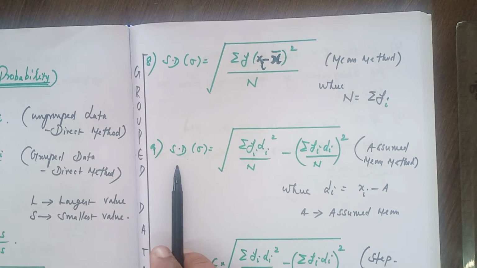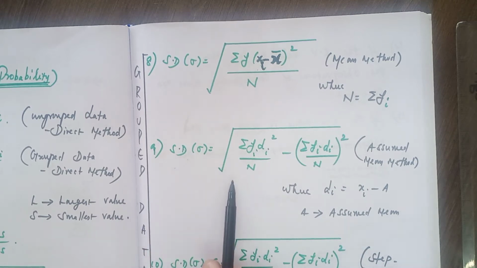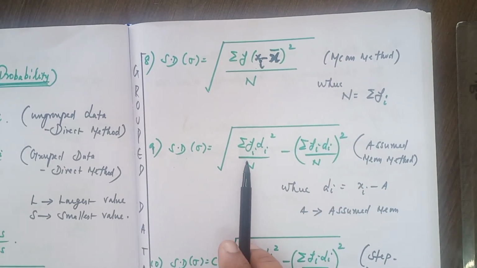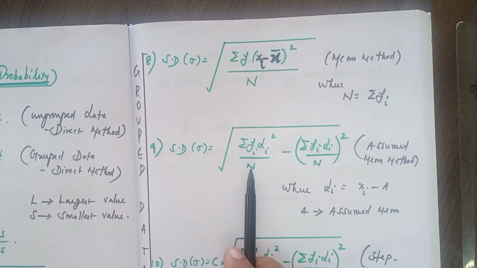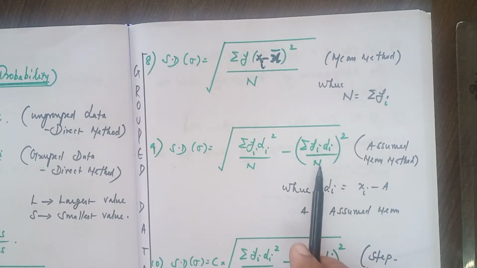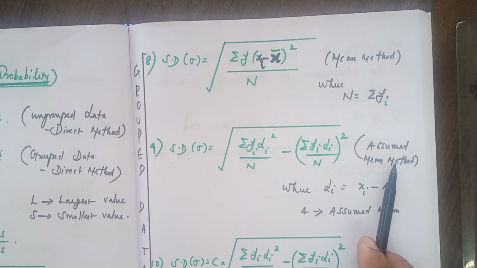And the next one, standard deviation, sigma, that is equal to square root of sigma fi di square divided by n minus sigma fi di by capital N the whole square. What method is it? Assumed mean method, where di, that is equal to xi minus a, where a represents assumed mean.